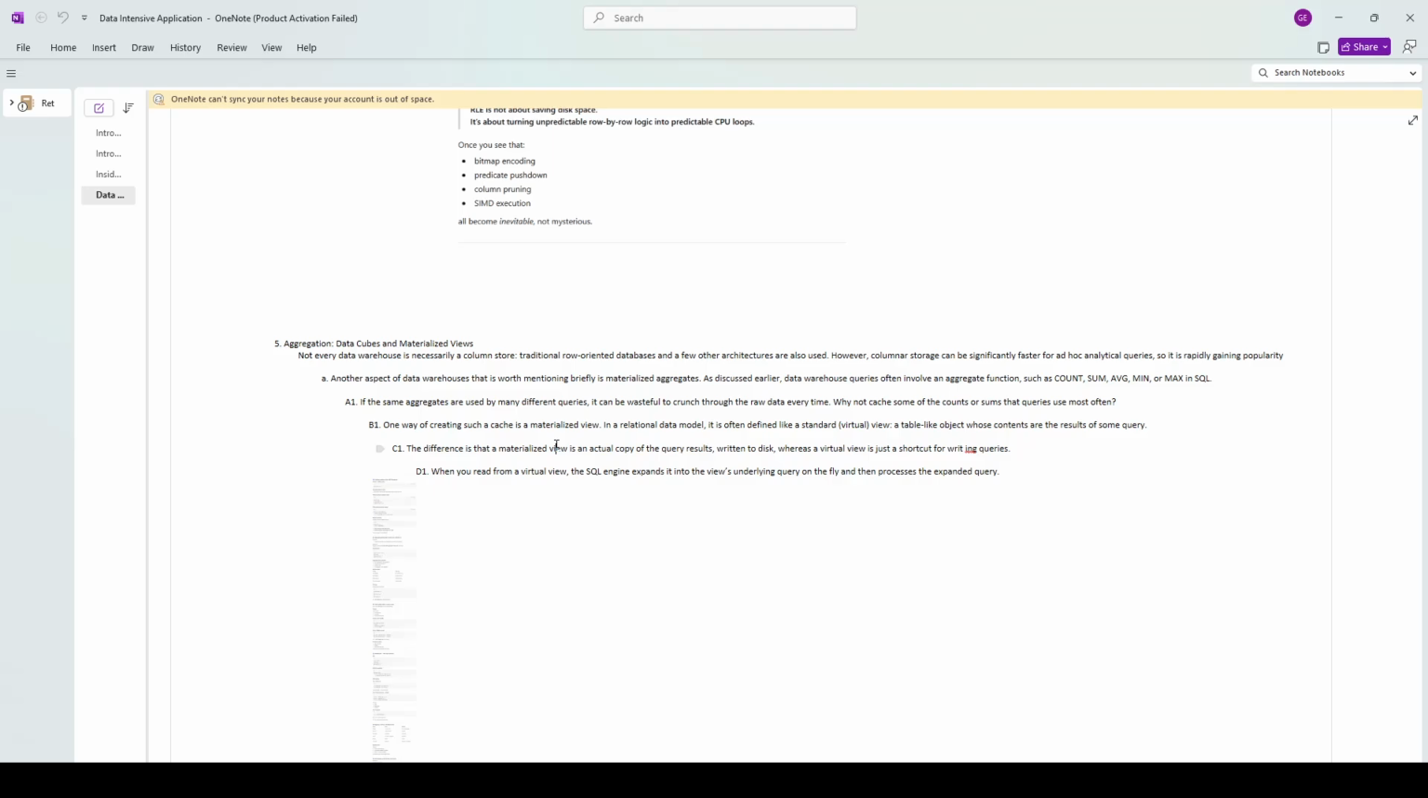But the key here is that not all analytic storage engines are column stores. Traditional row-oriented and a few other architectures are also used. However, for ad hoc analytical queries, columnar storage won. One way of creating such a cache is a materialized view. In a relational data model, it is often defined like a standard virtual view, a table-like object whose contents are the results of some query.